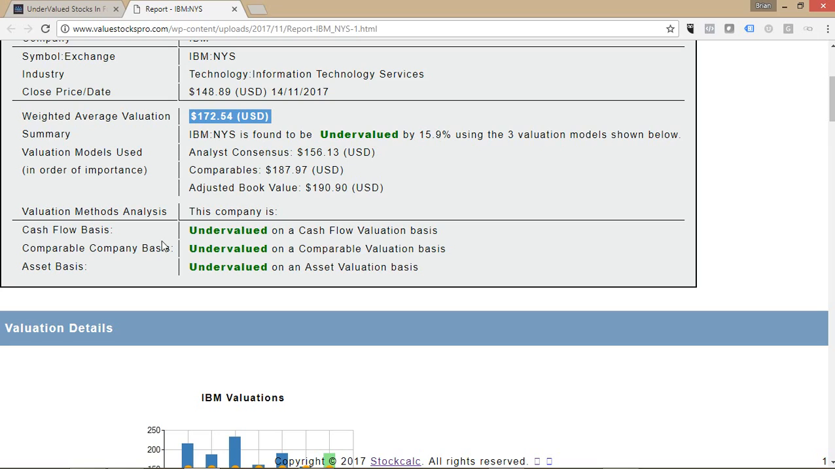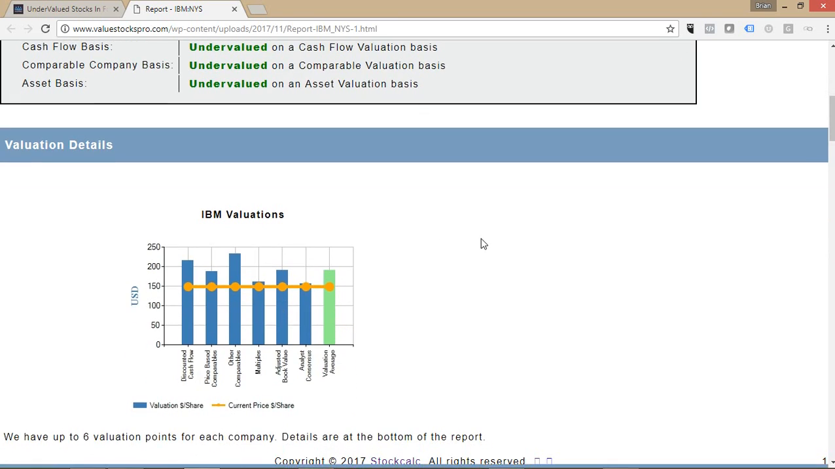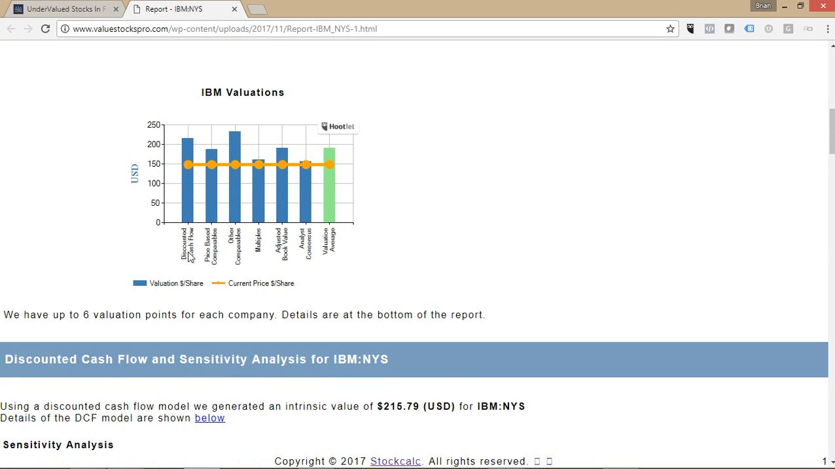The company, we actually show its valuation on the basis of cash flow, comparables, and assets, and in this case it's showing undervalued on all of those bases. We'll go into this in a little bit. So we show 5 different valuation models plus analyst consensus for the company and the valuation calculations that we're getting for those 5 different models.